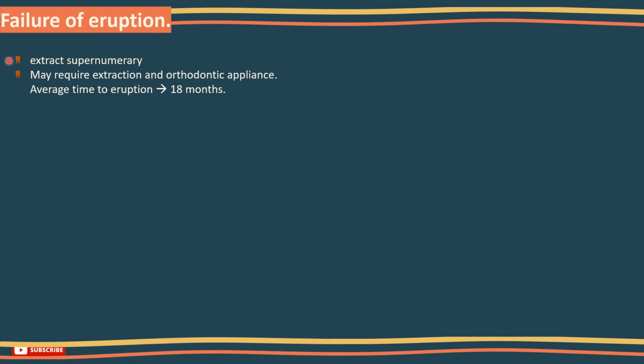Failure of eruption. Extract the supernumerary and ensure sufficient space for the unerupted tooth to erupt. You may require extraction of the primary teeth or permanent teeth, and an orthodontic appliance is used. Then wait. The average time for eruption in these cases is about 18 months.